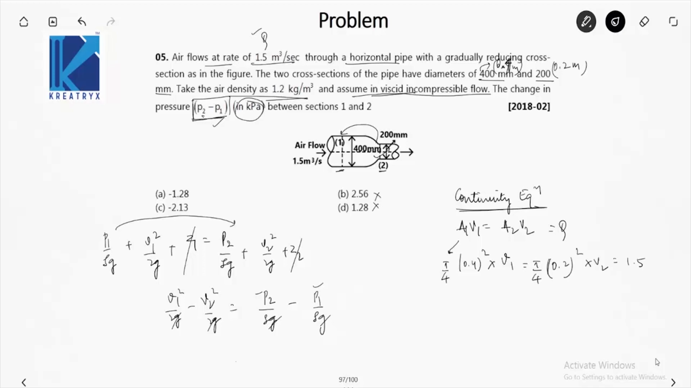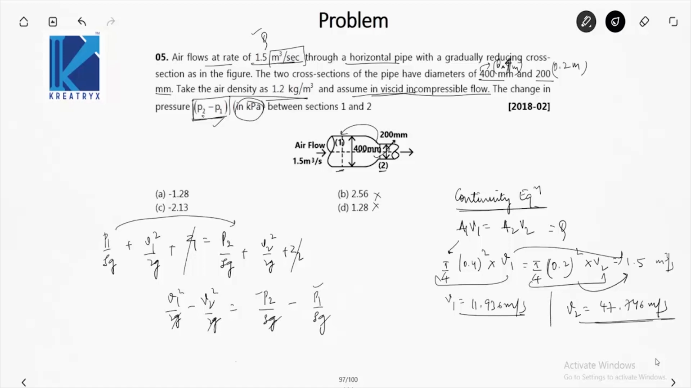Q is 1.5 meter cube per second. Always take care of the units. Meter cube per second is given. So when you compare this with 1.5 meter cube per second, you get V1 as 11.936 meter per second, and V2 as 47.746 meter per second. Now all you have to do is put V1 and V2 in this equation and get P2 minus P1.